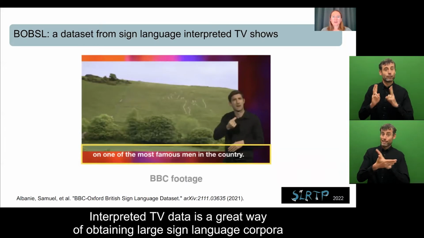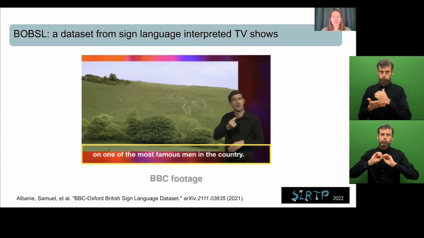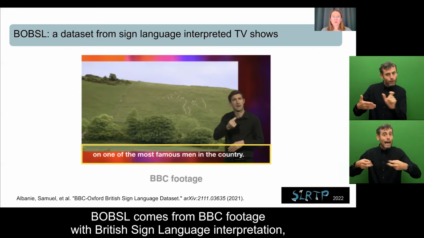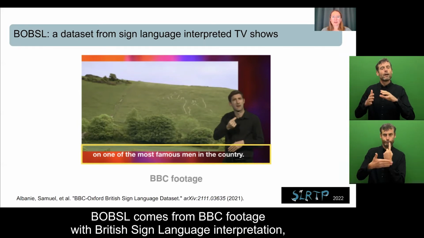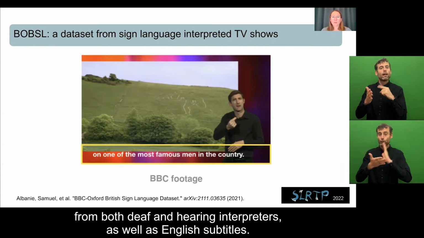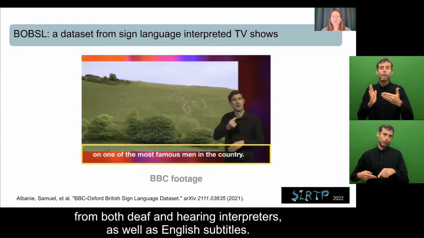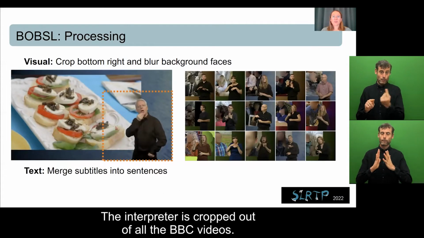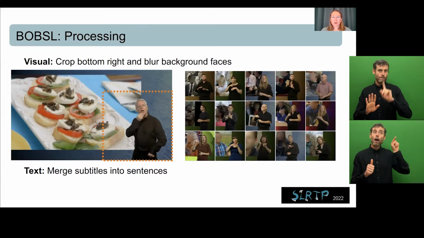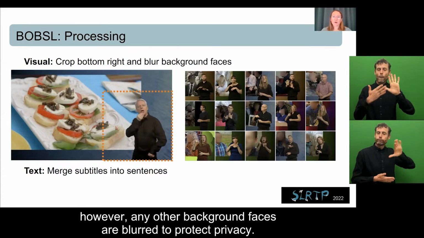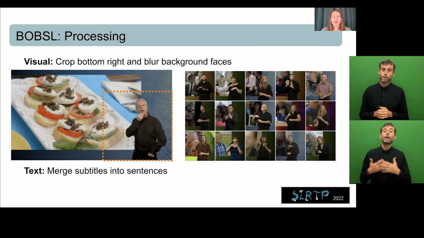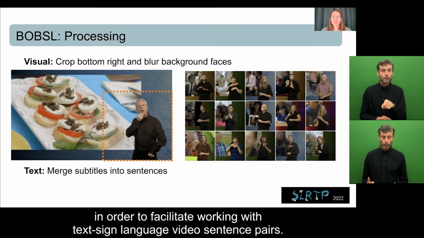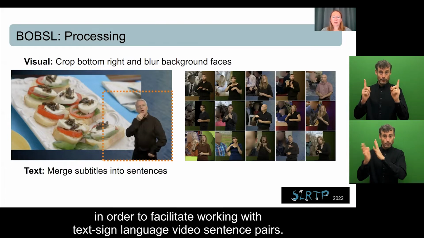Interpreted TV data is a great way of obtaining large sign language corpora with written text annotations from the subtitles. BobSL comes from BBC footage with British Sign Language interpretation from both deaf and hearing interpreters, as well as English subtitles. The interpreter is cropped out of all of the BBC videos. The interpreter's face is not blurred, however, any other background faces are blurred to protect privacy. The subtitles have been merged into sentences in order to facilitate working with text sign language video sentence pairs.